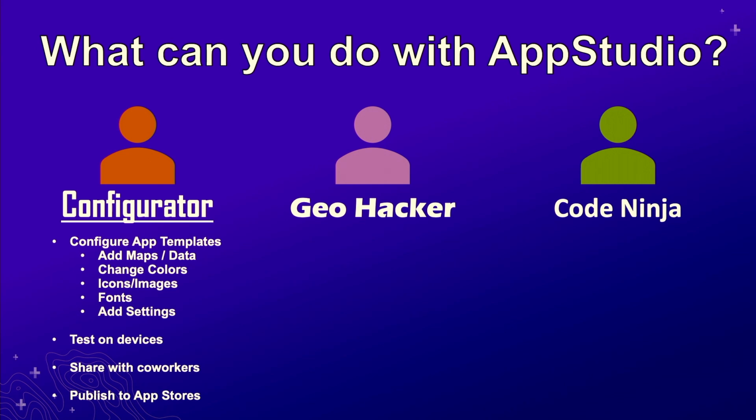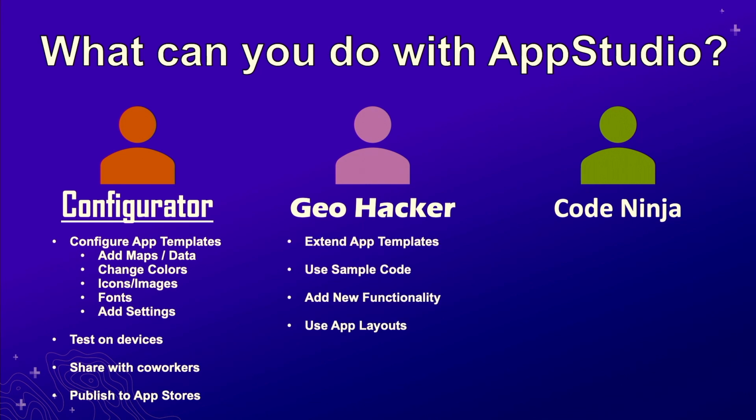And using various tools, you can actually publish those apps to app stores. So you create an app by just configuring it and publish those apps into app stores if you don't need any further customization. The geohacker can extend those app templates, so add bits of functionality, a button here, an extra bit of a dialogue. Maybe use some of our samples and integrate that into a template and add new functionality.